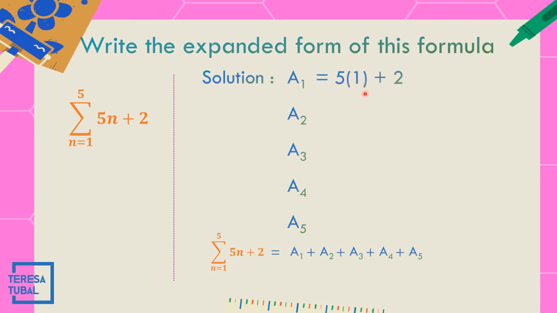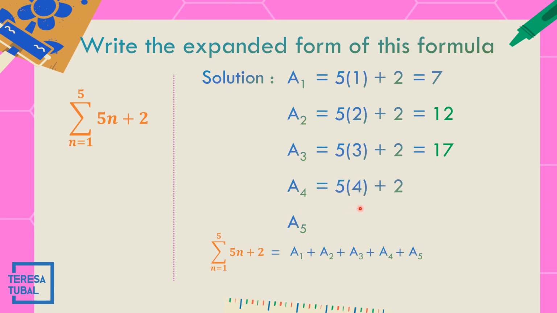So 5 times 1, that is 5, plus 2, that is 7. Second term, replace n by 2. So 5 times 2 plus 2. 5 times 2 is 10, plus 2, that is 12. Third term, that is 3. 5 times 3, that is 15, plus 2, that is equal to 17. Fourth term, replace n by 4.